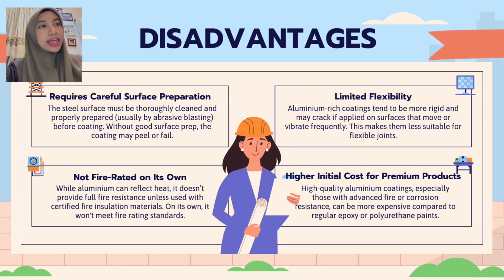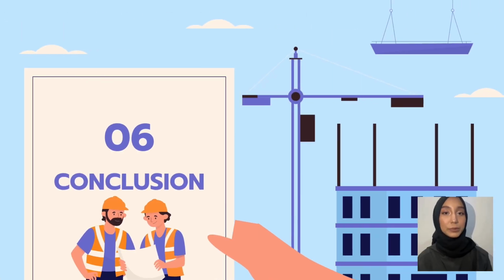Lastly, higher initial cost for premium products. High-quality aluminium coatings, especially those with added features like fire resistance or UV protection, are more expensive than regular coatings. This could impact the budget of a project, though it may save money in the long term. So now, I will be presenting the conclusion of this presentation.